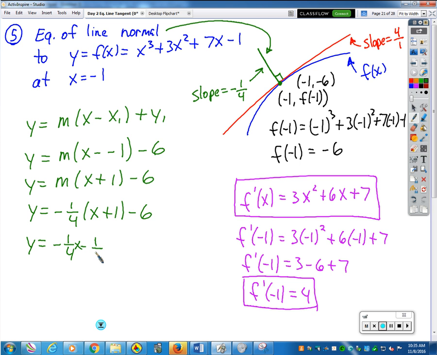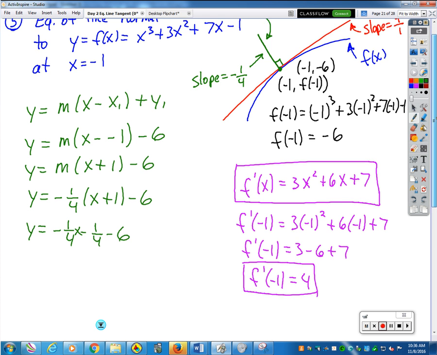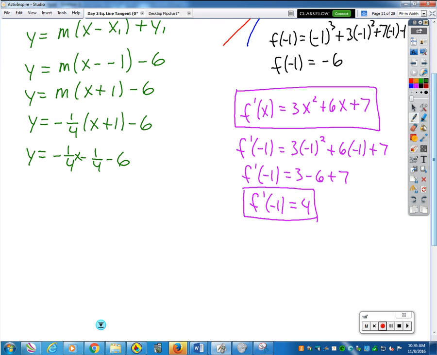Now you have to distribute. There goes an x. And the last thing they did is they wrote the answer without any fractions. So they multiplied both sides of the equation by 4.